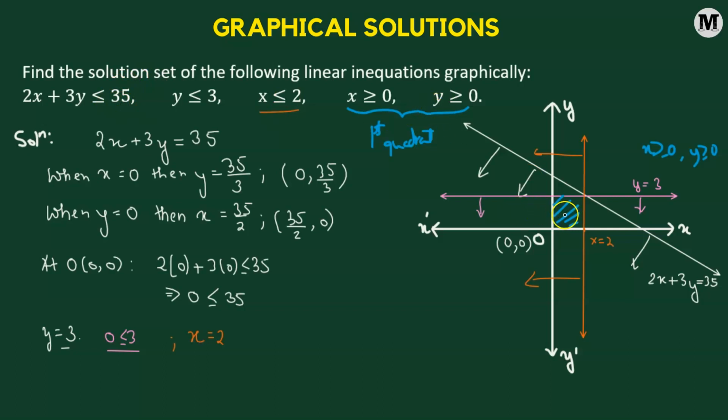Let's try to understand this. So here, any point that we pick up from this particular region, so let's call them A, B, C, and D, for instance, any point that we pick up from this particular region is going to lie below the line 2x plus 3y equals to 35. Also, it's going to lie below the line y equals to 3. It's also going to lie to the left of the line x equals to 2, and they are in the first quadrant. So we have successfully obtained the solution set of the given system of linear inequations.